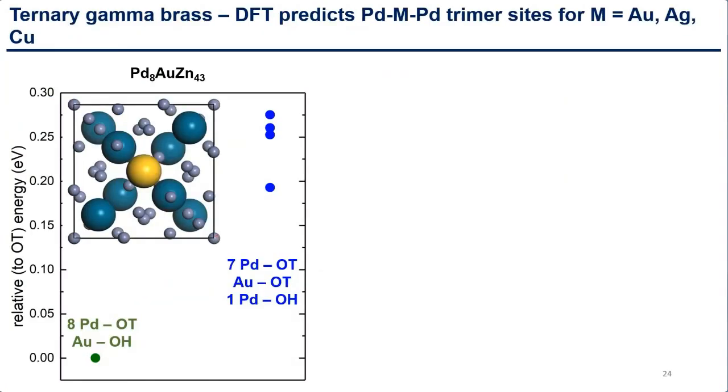And so the way we've done that is by substituting one of the palladium atoms for a coinage metal. Here's the example of gold. And these are DFT calculations that essentially show that if you incorporate gold into the solid state synthesis of these gamma brass palladium zinc structures, the palladium prefers to remain in those outer tetrahedral sites, but the gold will occupy the octahedral sites.